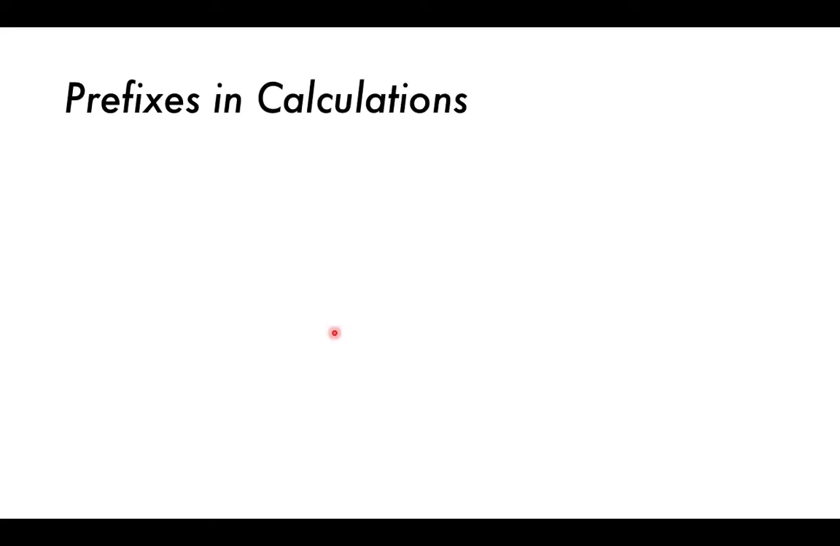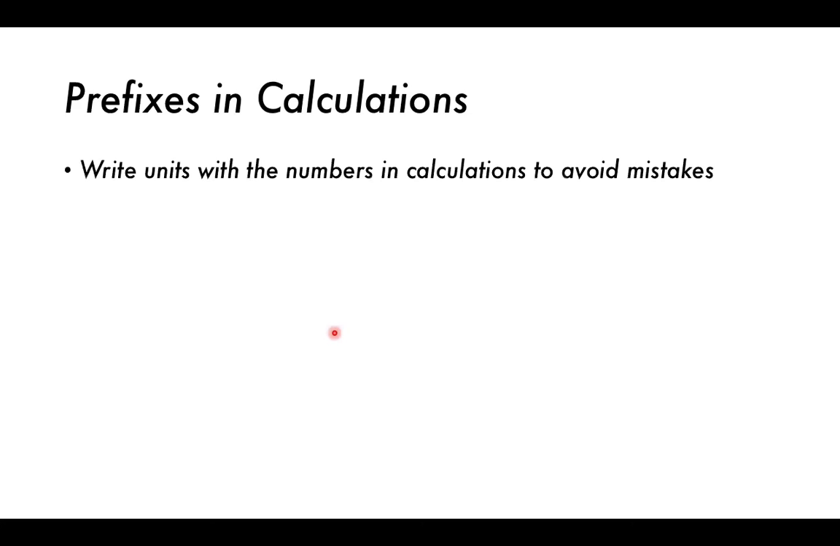So how do we use these prefixes in calculations? It's a good idea to always write the units with the numbers that we're using in calculations to avoid mistakes, because oftentimes it can be quite confusing once we get to the final answer if we have not explicitly written down our units as we've gone through. Now, in some simple calculations, it's okay to omit them here and there, but generally it's better to keep them at all times so that we don't run into these confusing moments.